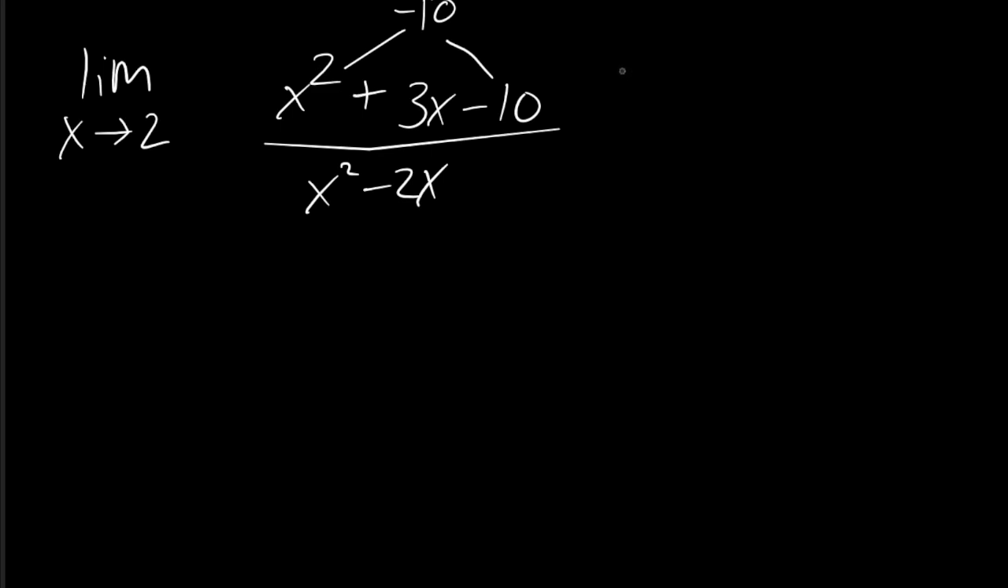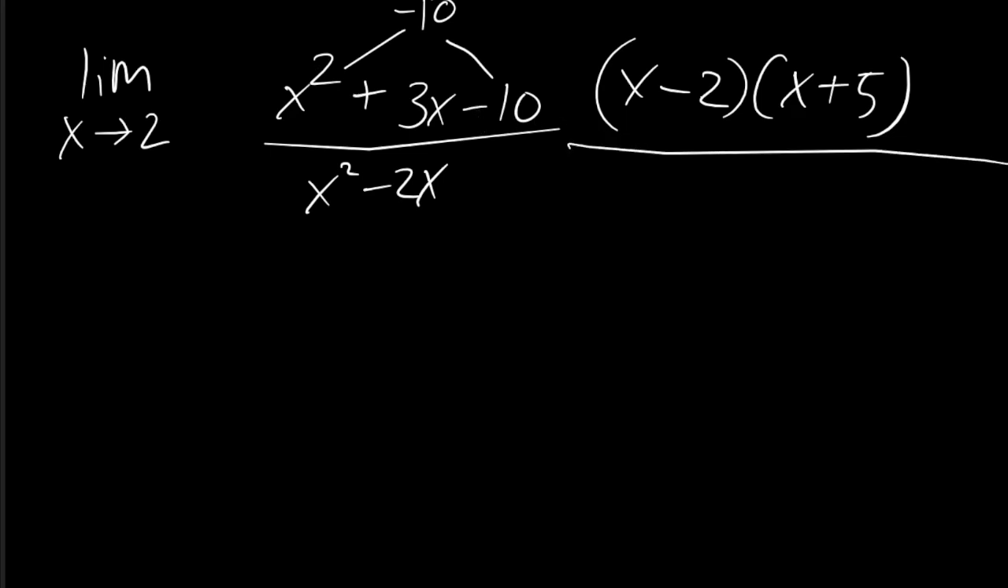Well, we have x minus 2, and we also have x plus 5. Because if we multiply negative 2 and 5 together, it equals negative 10. And then if we have negative 2 plus 5, which is just 5 minus 2, we have positive 3. So these two numbers work.